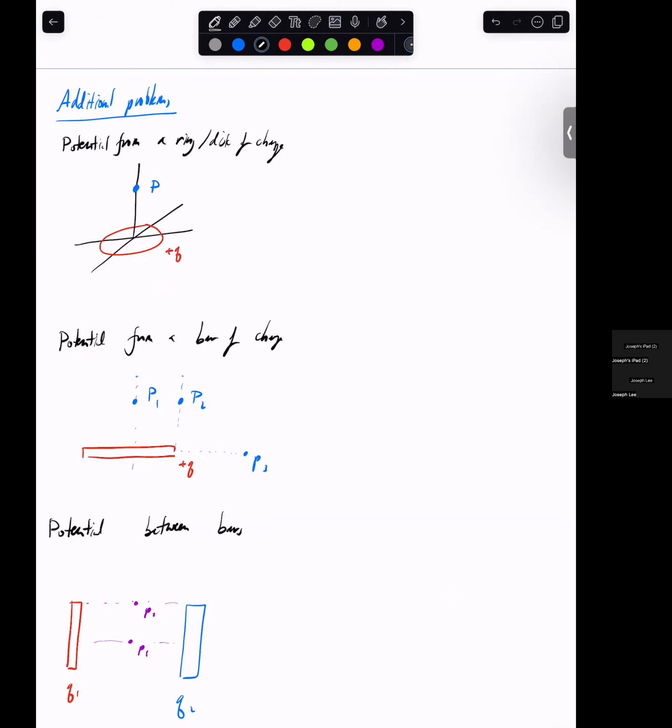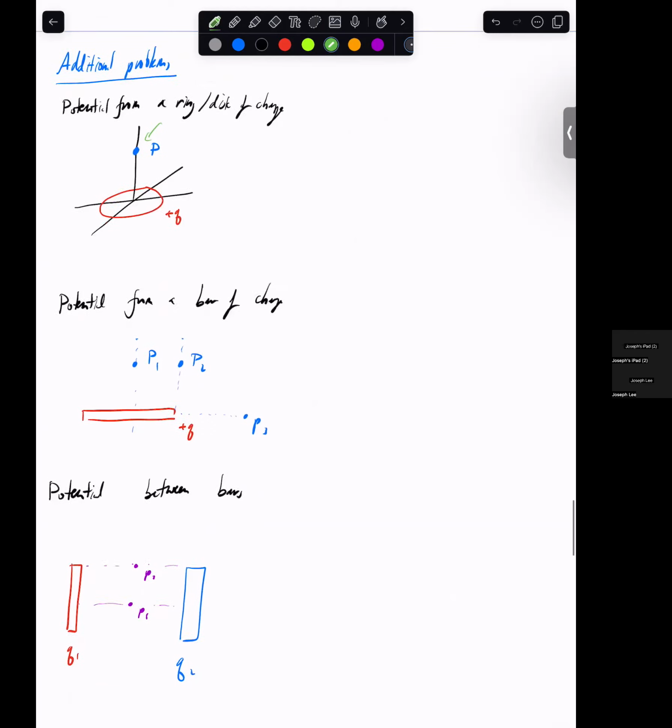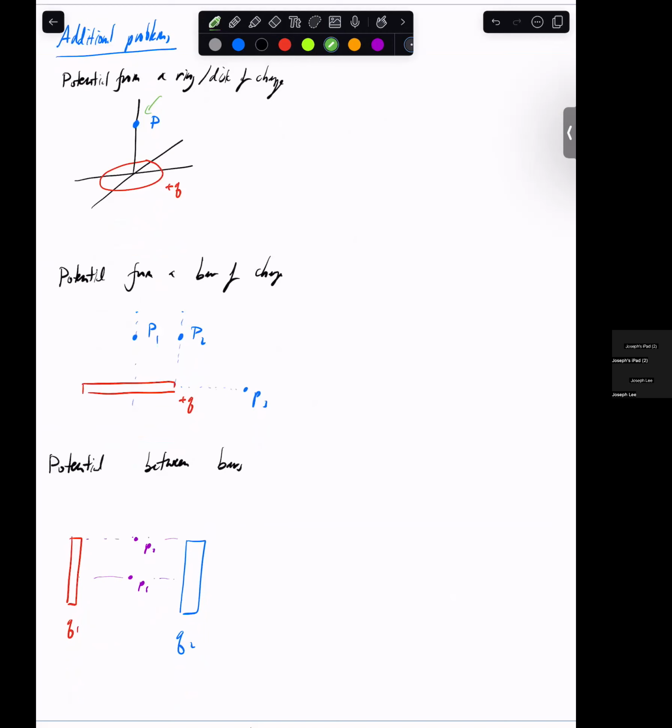So what are some Gauss's law problems we might remember? Well, the first one is a ring of charge, or a disk of charge. What is the potential at some point P up here? What's another Gauss's law problem that we did? What about a bar of charge? 3 points we could consider. The one we did in recitation is the one right above the middle. You can do one off to the side. You could do one off, like sort of a line on the axis.